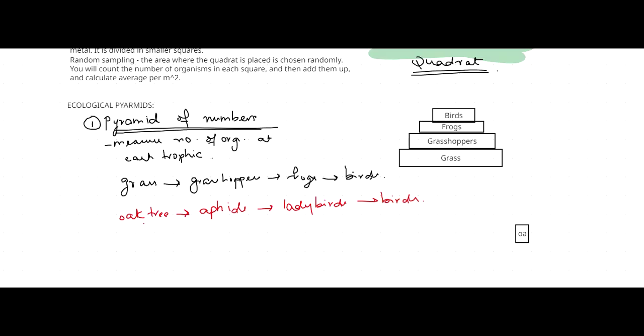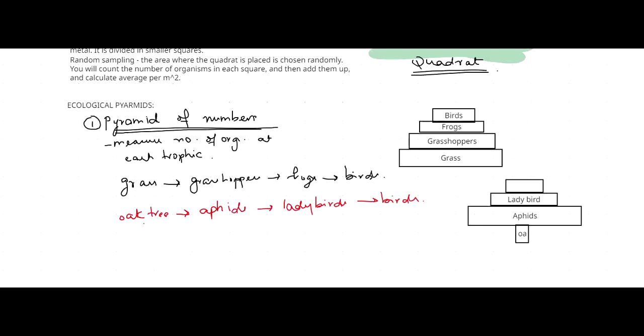So there's only one oak tree. But on that one oak tree, we have got billions of aphids. Those billions of aphids are being eaten by hundreds of ladybirds. Those hundreds of ladybirds are being eaten by many birds. Now, this does not look like a very good pyramid, does it? I mean, the oak tree over here, there's just one oak tree. This does not look like a pyramid.